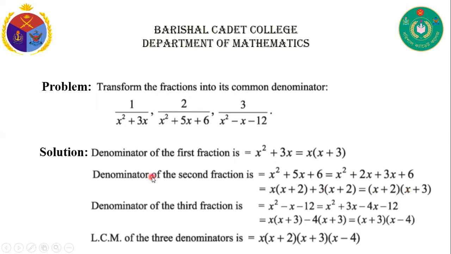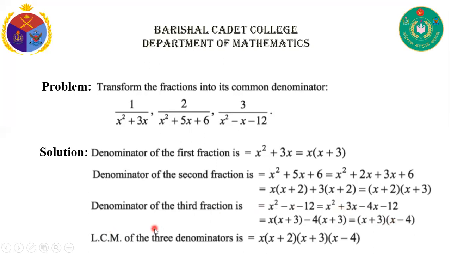And similarly, the denominator of the third fraction is x squared minus x minus 12. We can write x squared plus 3x minus 4x. So 3x minus 4x is minus x, and that is minus 12. So 3x into minus 4x is minus 12x squared. So our factorized form of this expression is x plus 3 into x minus 4.